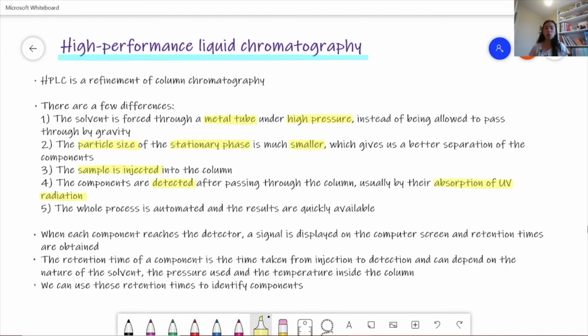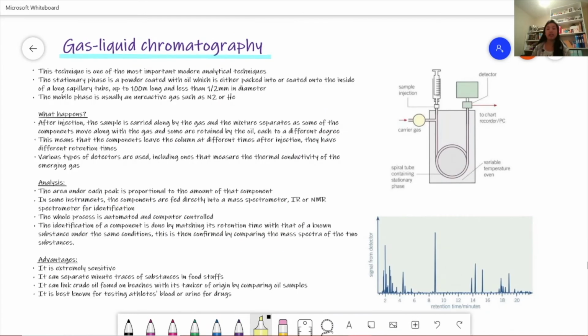And the whole process is automated, and the results are quickly available on the computer screen. When each component reaches the detector, a signal is displayed on the computer screen, and retention times are obtained. And the retention time of a component is the time taken from injection to detection. And it can depend on the nature of the solvent, the pressure used, and also the temperature inside the column. And we can use these retention times to identify the components by comparing them to the retention times of known components. And now we're going to look at the last chromatography technique that you need to know.